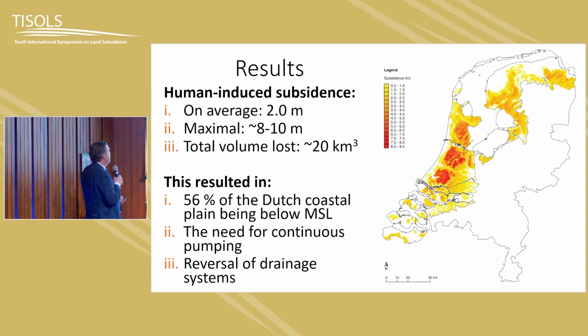So, just some fun facts. It's 2 meters on average, so 2 millimeters per year over 1,000 years of land subsidence. Maximum is about 8 to 10 meters in one of those peat domes. And the total volume lost was 20 cubic kilometers. So 1 by 1 by 1 kilometer, and then that times 20. And the results, this has been mentioned before, are that a large part of the coastal plain is now below sea level. We need 24/7 pumping, and some drainage systems have been reversed and completely changed as a result.